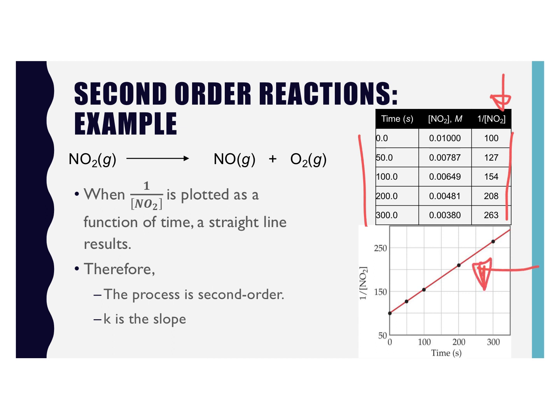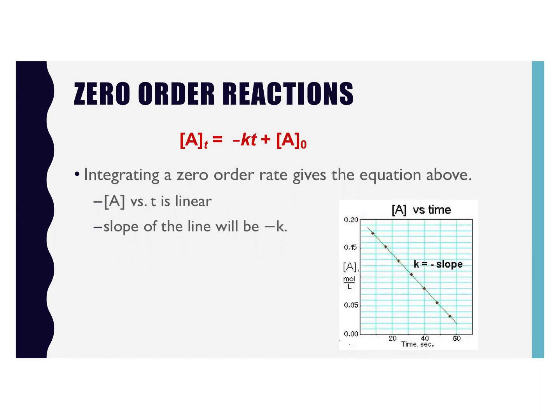Okay, so we say, all right, 1 over NO2 is a linear function, so it's got to be second order. And I want to figure out the rate constant. The rate constant is the slope of that line.